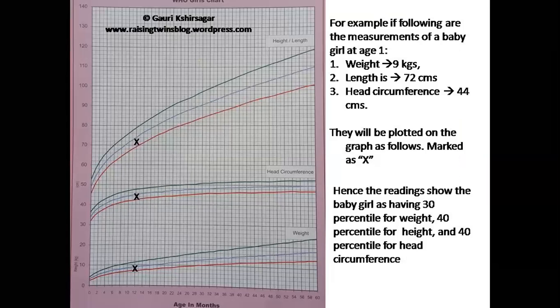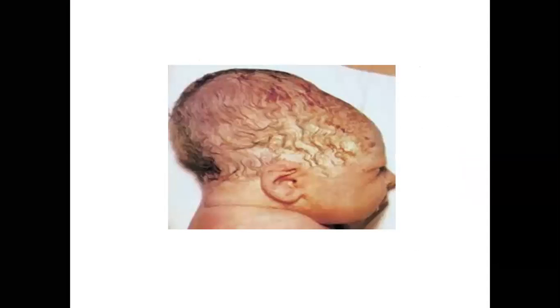Okay, this is the chart. As I told you, the serial measurement of weight, height, and head circumference. Pink for girls and blue for boys.